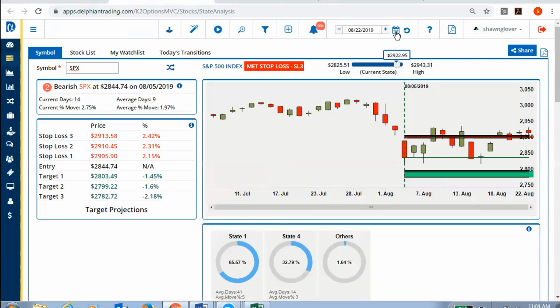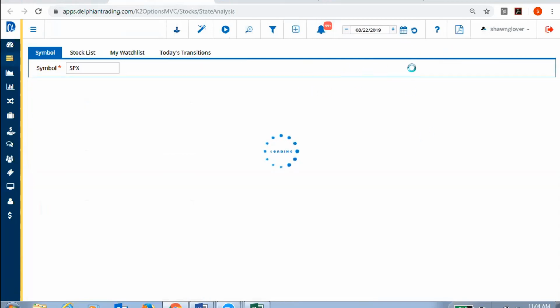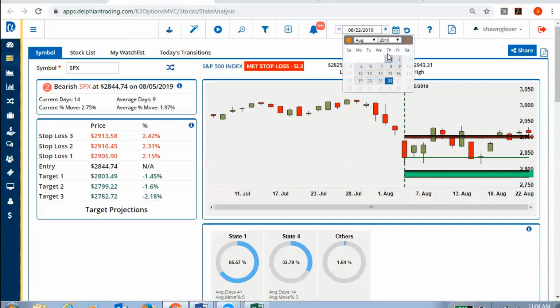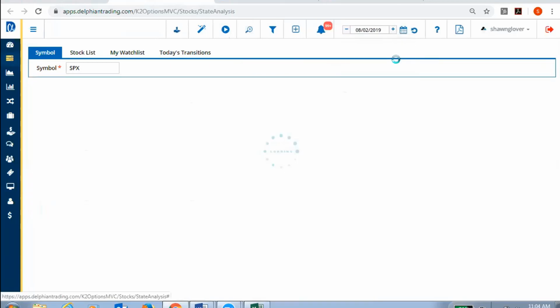So all you have to do is click on this little calendar button here, and you can go all the way back to 2007. What Josh is having me do is take this back to right before the S&P went into state 2. So I'm going to go back to this. Sorry, I'm just going to refresh real quick. So this will tell you what state it was in before it went to 2? Yes, sir. If I go back to this date here, which is August 2nd, I just click on the second here.